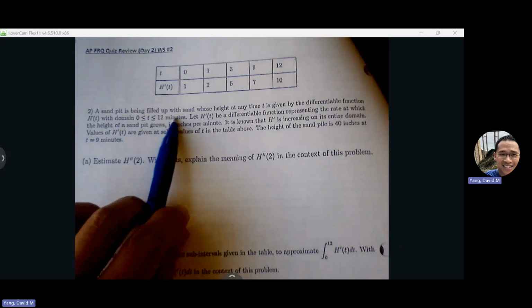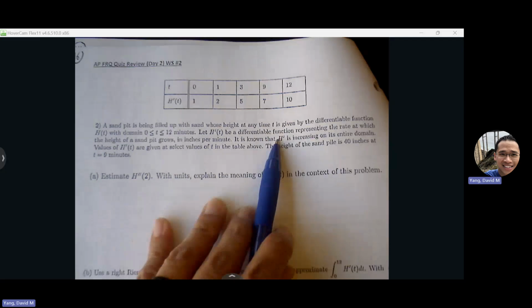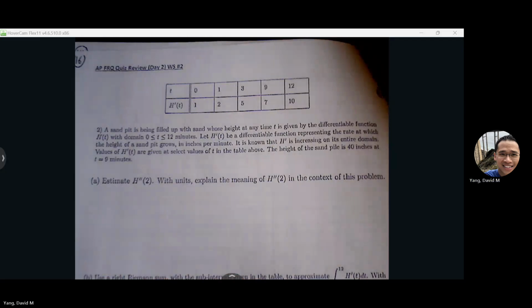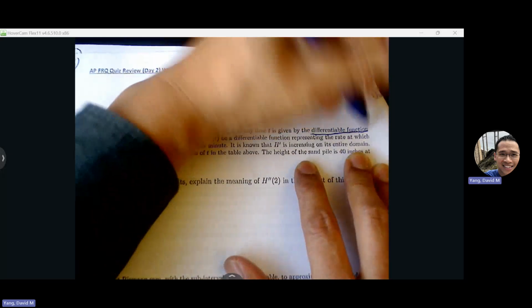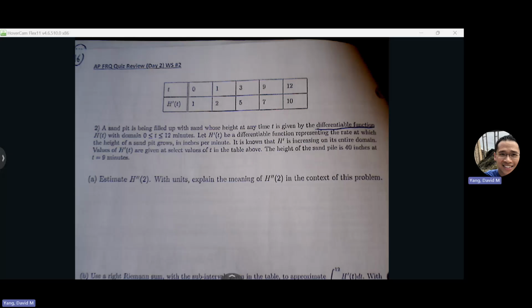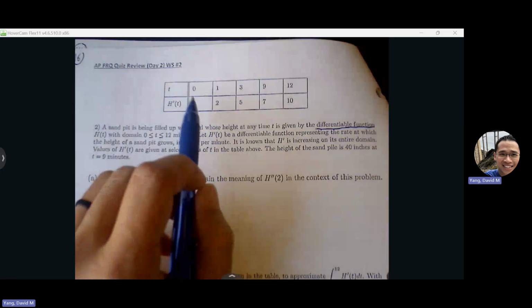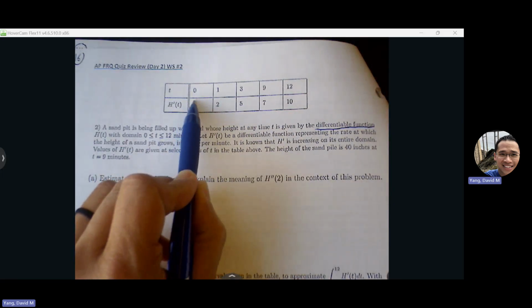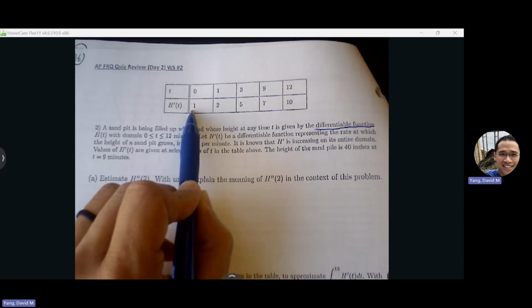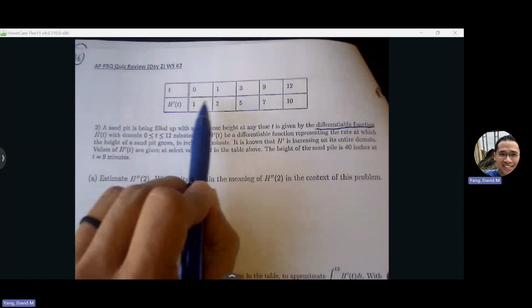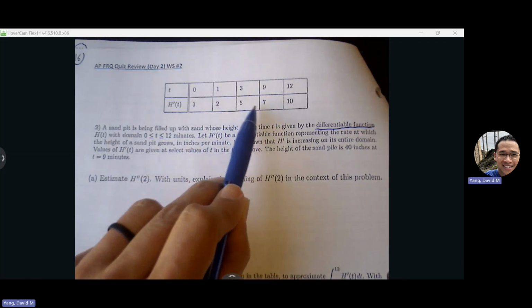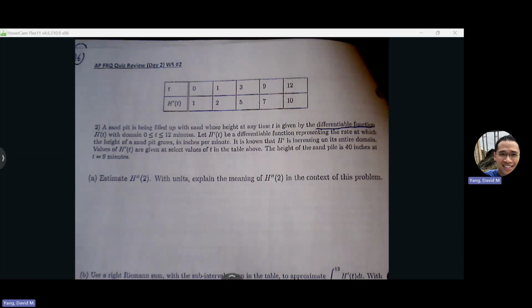Okay, so a sand pit is being filled with sand whose height at any time t is given by a differentiable function h of t. So we know it's a smooth curve all the way through. Let h prime be a differentiable function representing the rate at which the height of the sand pit grows in inches per minute. It is known that h prime is increasing over its entire domain. So the rate at which sand is being added to the sand pit is 1 inch per minute, and then goes 2 inches per minute, then 5 and 7 and 10. So the rate keeps growing.